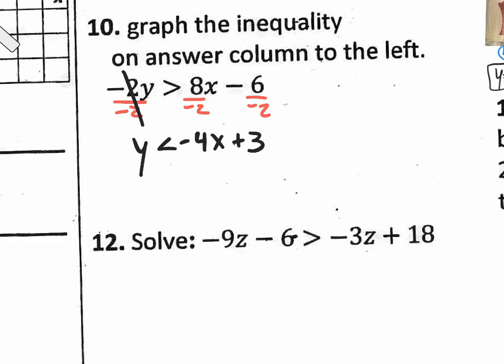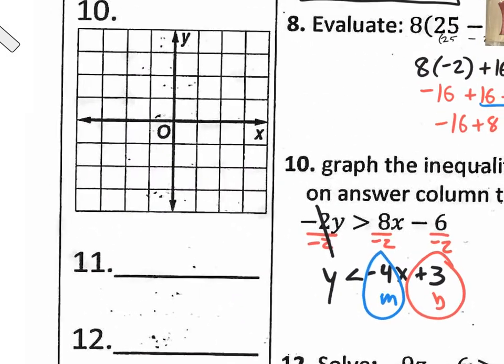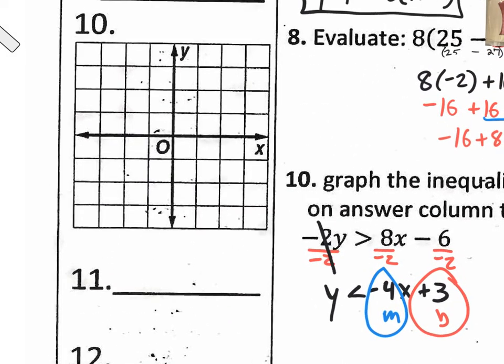Now, once you have it in this form, you know that the m value is negative 4 and the b value is 3. So the m value is negative 4, your b value is 3. So when we graph this thing, it crosses at 3. So 1, 2, 3 crosses right here. And then the slope is negative 4, which means you're going to go down 4. 1, 2, 3, 4, and over 1 and put a dot right there.